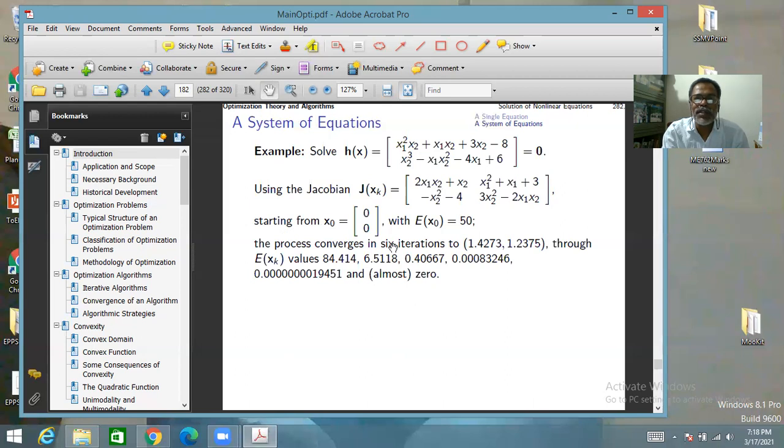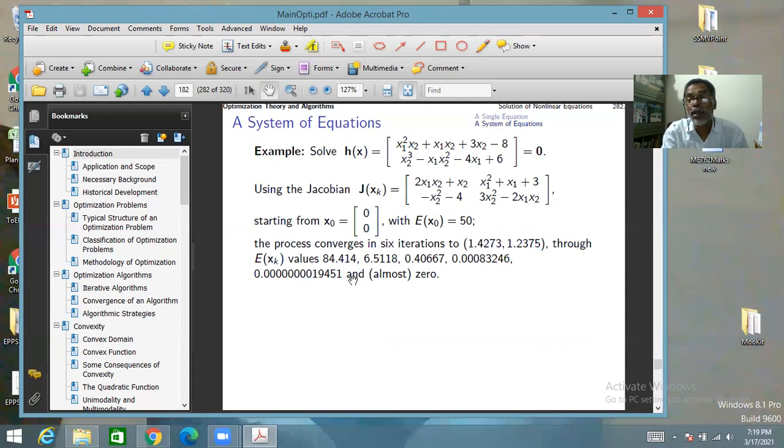In this case, the process actually converged in 6 iterations to this point, which is a valid solution, where this E value is very small. Even after that, one more iteration gives you exactly 0. After the 6th iteration, after the decimal point, there are so many zeros that you cannot differentiate it from 0. Even this cannot be differentiated from 0 much. Okay.